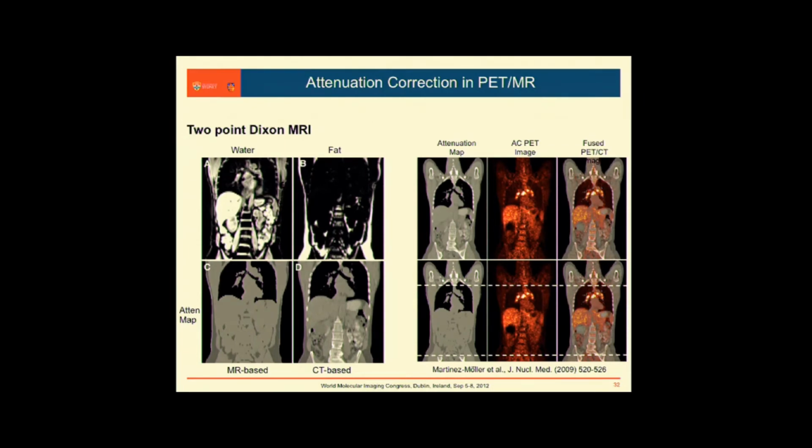Another method shown here is to attempt to synthesize an attenuation map from separate water and fat images acquired using a two-point Dixon MR protocol. This is subject to some error as it excludes bone, but as shown in this example, the result of applying this for attenuation correction is very similar to that obtained with conventional CT-based attenuation correction.